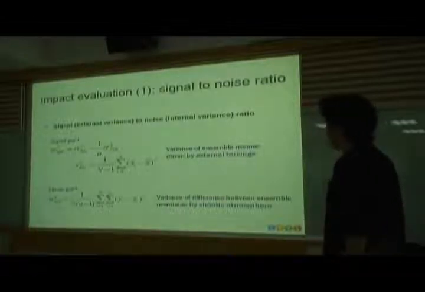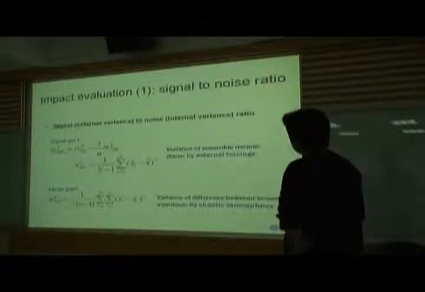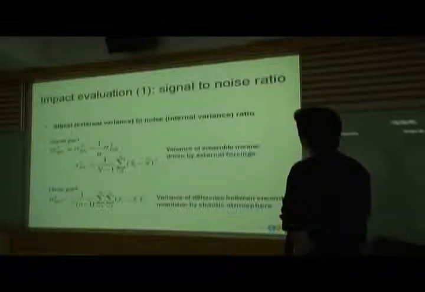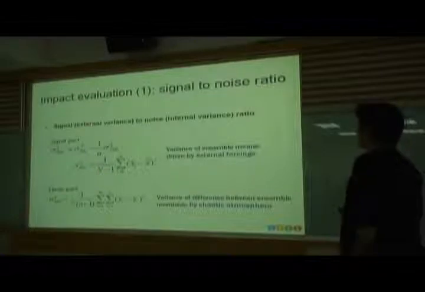So next, I move to the impact evaluations. I first investigate the signal to noise ratio. The signal is the external variance, and the noise means the internal variance.